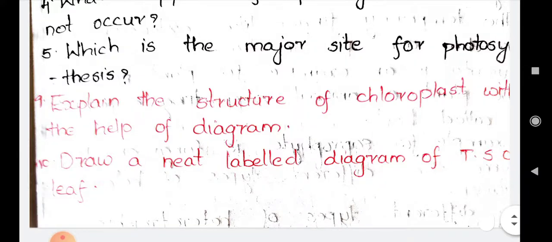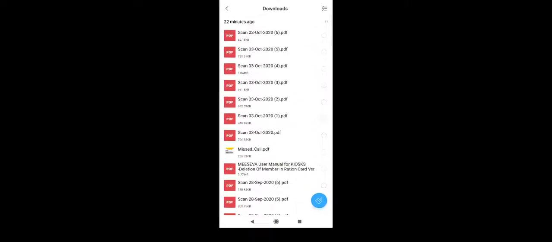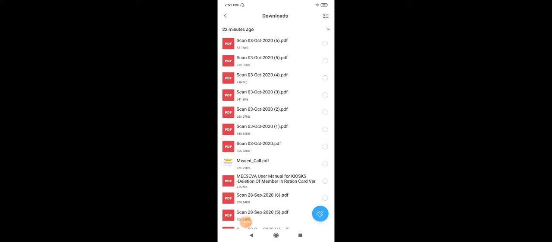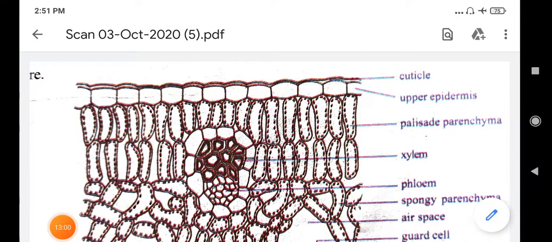Now let's go to the last question, that is, draw a neat labeled diagram of the TS of the leaf, nothing but the transverse section of the leaf. So we'll see the diagram. So this is the diagram for the transverse section of the leaf. If you observe the diagram clearly, you can see the upper layer, that is the cuticle. Below the cuticle you have the upper epidermis.